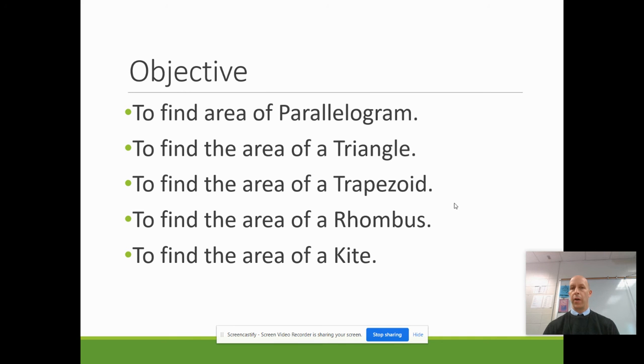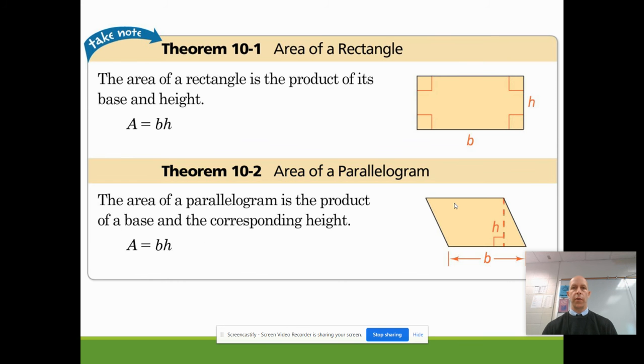Today we're going to look at area. We're going to find the area of parallelograms, triangles, trapezoids, rhombi, and kites. So let's start with a parallelogram.